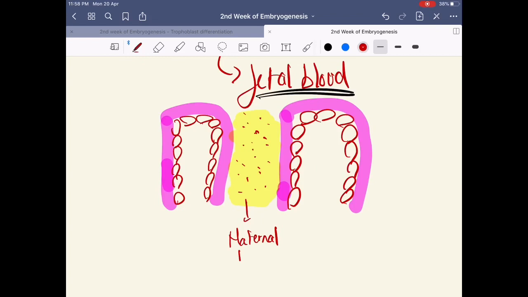Okay, it is getting pooled inside this lacunae, right? And you have your cytotrophoblast here. This is your extra embryonic mesoderm, and there are going to be blood vessels from the fetus here like this, right? So the fetal blood and maternal blood are not in direct contact. However, the nutrients can get transferred from the fetus to the mother.